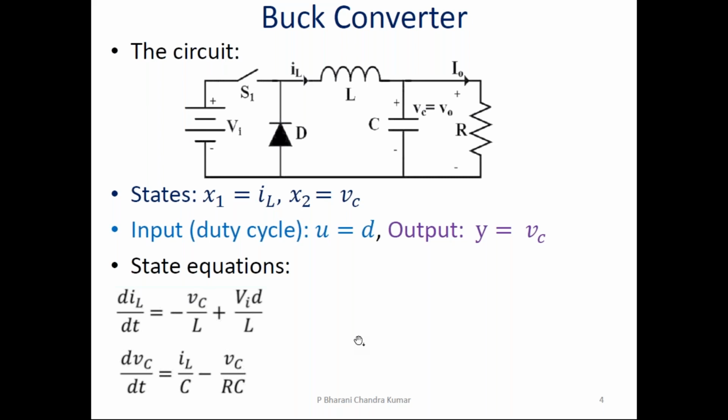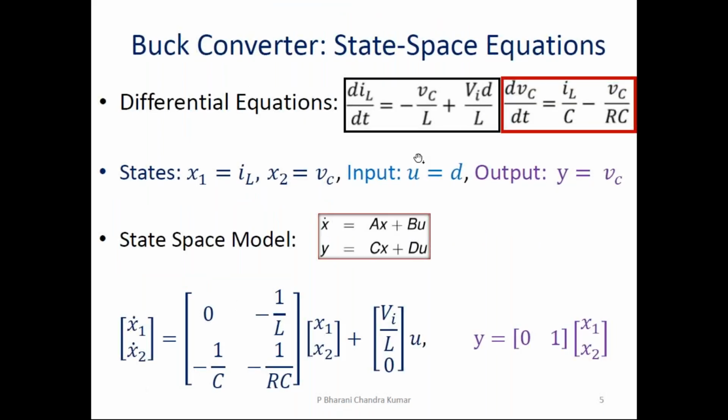So next, we are going to derive the state space model for this particular buck converter. You can see that the two equations we discussed in the previous slides are these two things. So x1 equal to IL and x2 equal to VC. Again, the input U equal to D and output Y equal to VC. So this is the state space model: X dot equal to Ax plus Bu and Y equal to Cx plus Du.